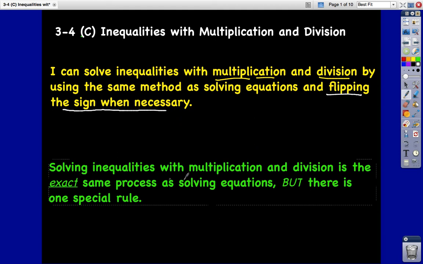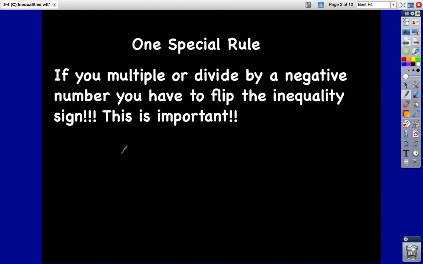All right, solving inequalities with multiplication and division is the exact same process as solving equations, except there is one special rule, okay? And if you can learn this special rule, this is going to be easy for you. Check it out. All right, the one special rule. Write this rule down. If you multiply or divide by a negative number, you have to flip the inequality sign. And this is very, very, very important. Let me show you what I mean.